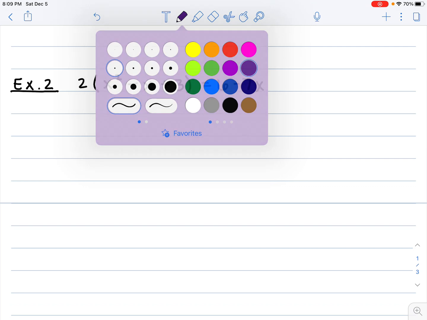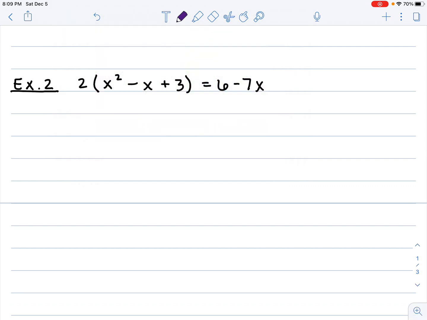All right, my next problem here is 2 times the quantity x squared minus x plus 3 equals 6 minus 7x. So first up, we need to get rid of those parentheses, and we need to move everything to one side so it's equaling 0. So I'm going to distribute that 2. So I get 2x squared minus 2x plus 6 equals 6 minus 7x. I'm going to subtract that 6 over and add that 7x over, so I get 2x squared plus 5x equals 0.